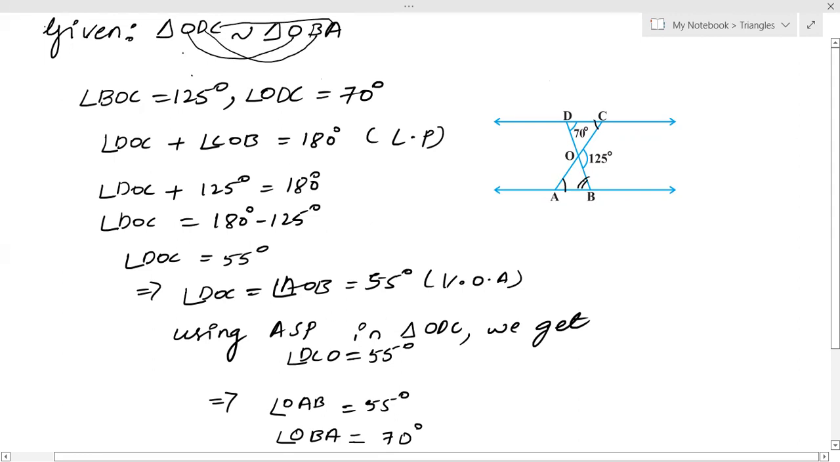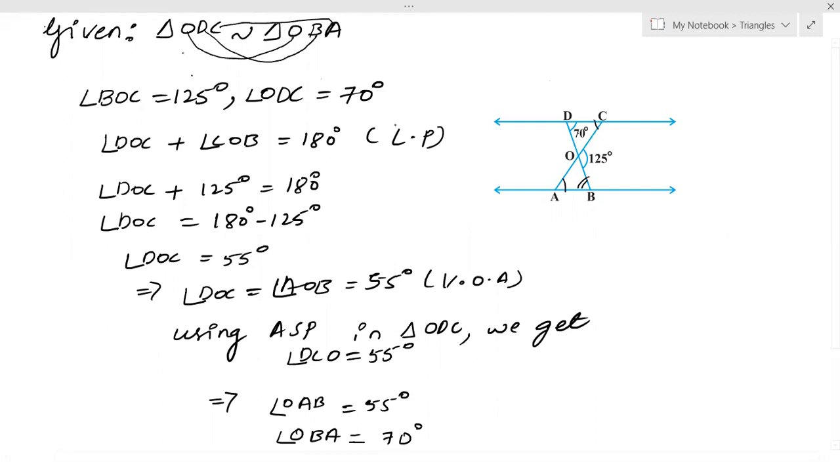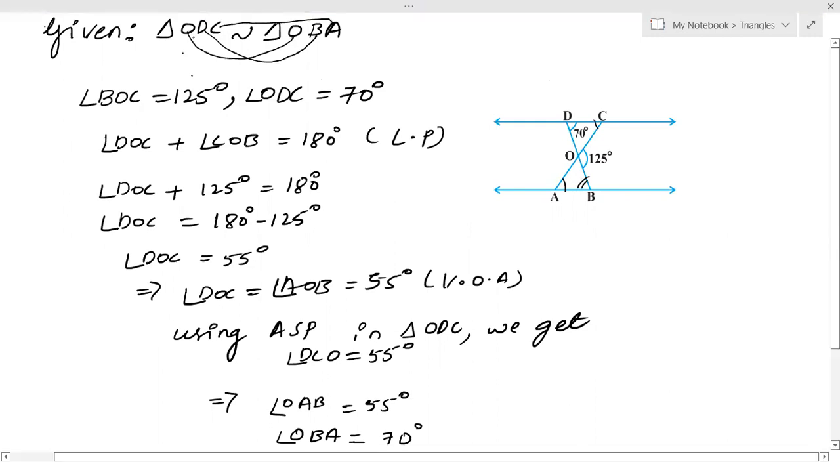So what will B become? The D is 70 degrees, so B will also become 70 degrees. Therefore, angle OBA will become 70 degrees. I repeat it again. If two triangles are similar, then corresponding angles are equal. And we write it in such a way that the first letter of the triangle, that is O here, will be equal to O. And similarly, the middle one, D, will be equal to the middle one, B. And C will be equal to A, meaning angle O will be equal to angle O. Angle D will be equal to angle B. Angle C will be equal to angle A. So angle D here in this triangle ODC is 70 degrees. Therefore, B will also become 70 degrees.